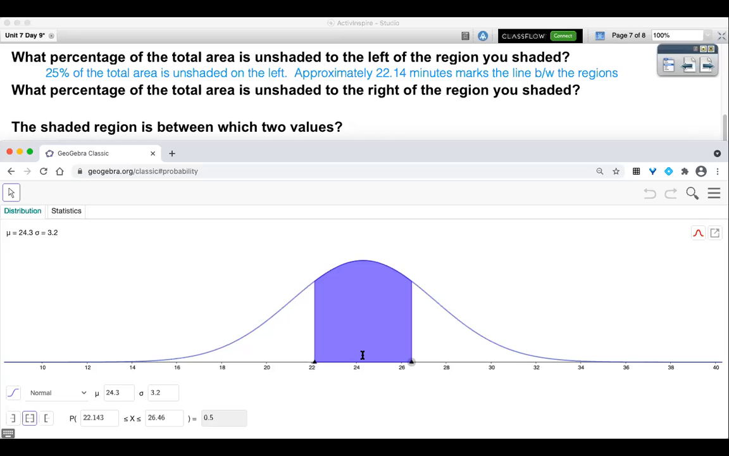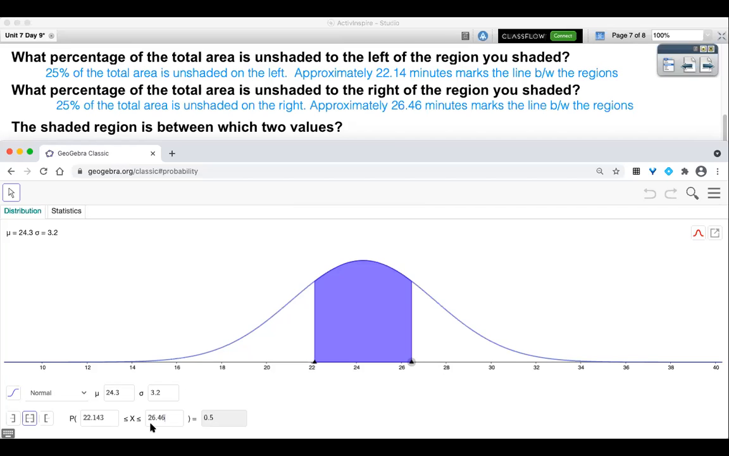And I'm going to ask the same question from before. What does that mean about the number of minutes? How many minutes is that? Well, again, since we're looking at the total area that's unshaded to the right, we're going to take a look at this number right here. This number right here is telling us that the 25% of the total area that's unshaded on the right represents 26.46 minutes. So we can actually write that approximately 26.46 minutes marks the line between the regions.